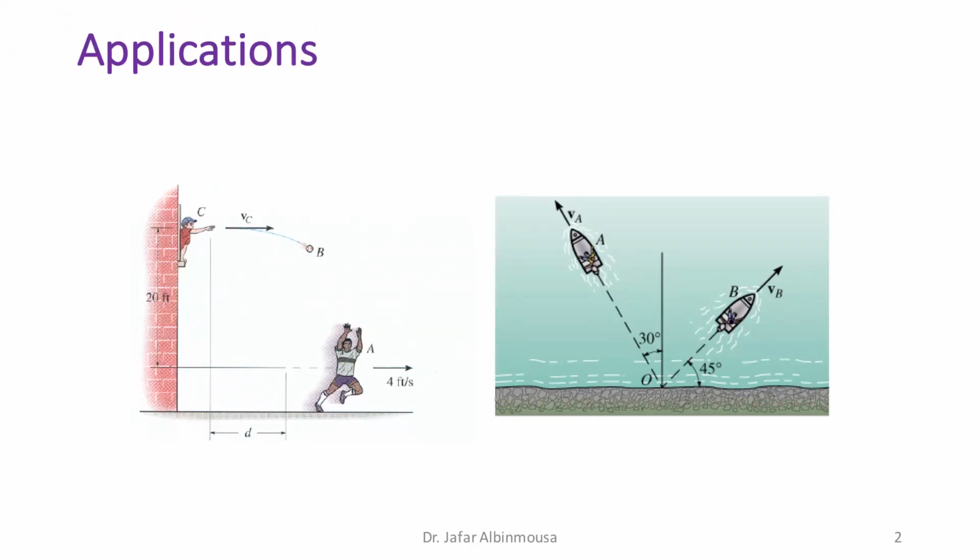The same thing goes with the example on the right-hand side. Here we have two boats. One of them is moving in this direction and the other one is moving in this direction. If the observer in boat A is trying to measure the velocity or acceleration of boat B, then again the relative motion has to be considered because A is not fixed. A is moving. So this is a translating coordinate system, or translating observer. This is why we need to use the relative motion.